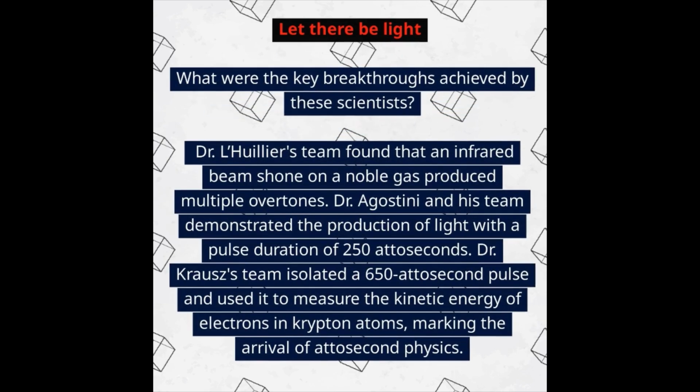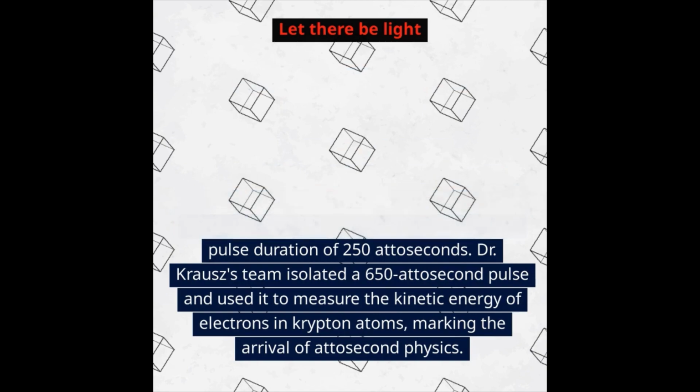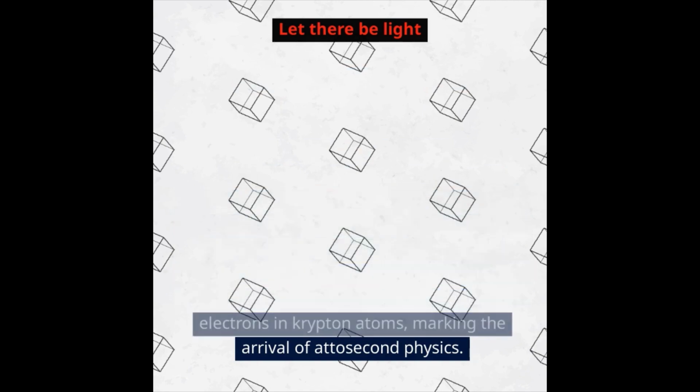What were the key breakthroughs achieved by these scientists? Dr. L'Huillier's team found that an infrared beam shone on a noble gas produced multiple overtones. Dr. Agostini and his team demonstrated the production of light with a pulse duration of 250 attoseconds. Dr. Krausz's team isolated a 650 attosecond pulse and used it to measure the kinetic energy of electrons in krypton atoms, marking the arrival of attosecond physics.